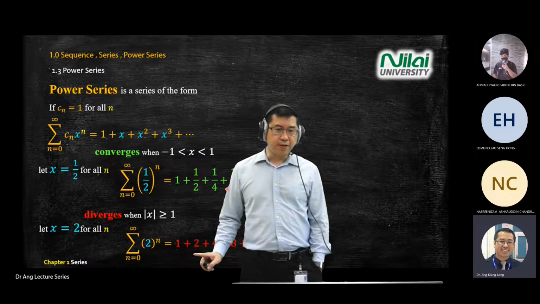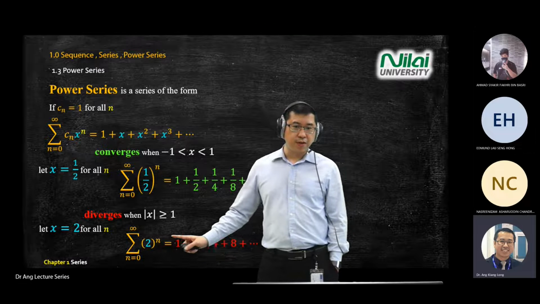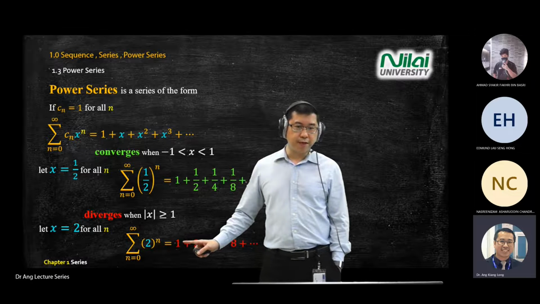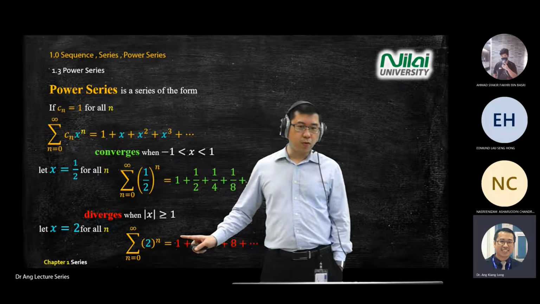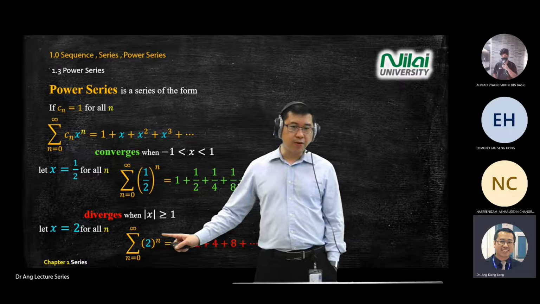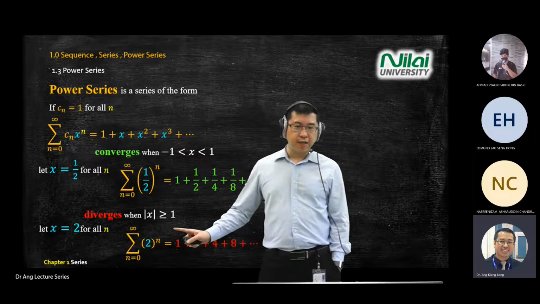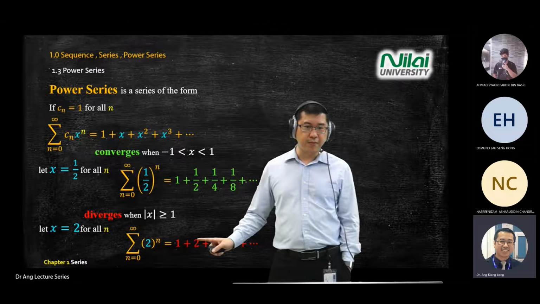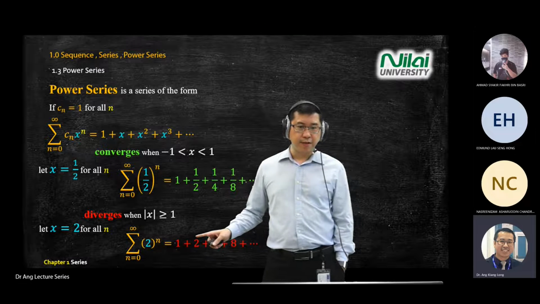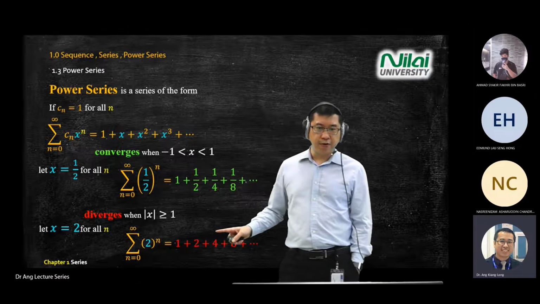Again, you see, power series is very interesting. For the first one, your n is always 0. So 2 power 0, you get 1, because anything to the power 0 is 1. Plus, how do you get 2? For the second number, your n is 1. Your n is always minus 1 for power series. So how do you get 2? n becomes 1.